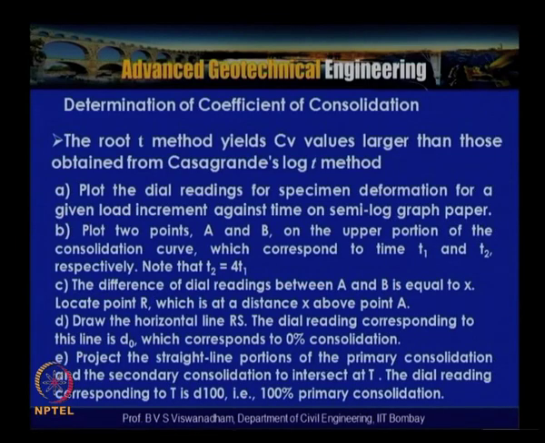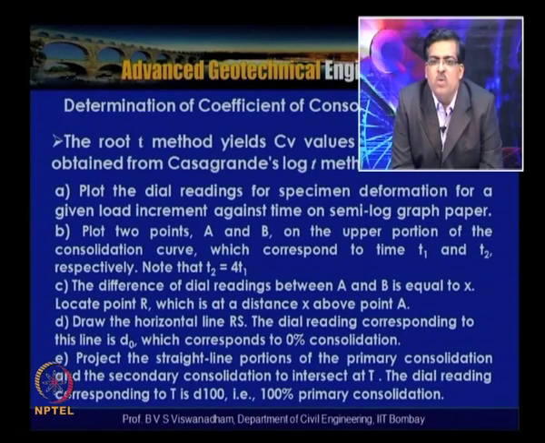For determining the coefficient of consolidation, first let us consider the root T method. In the root T method the Cv values are larger than those obtained from Casagrande's method, the reason for which we will discuss. But what we need to understand is that we have to plot the dial gauge readings for the specimen deformation for a given load increment. In the oedometer test each load is kept for about 24 hours, say 100 kilopascals and then the next load increment is 200 kilopascals. For a given load increment, the time versus compression data, which is the dial gauge readings from the beginning of the placement of this load till the end, has to be plotted on semi logarithmic graph paper.